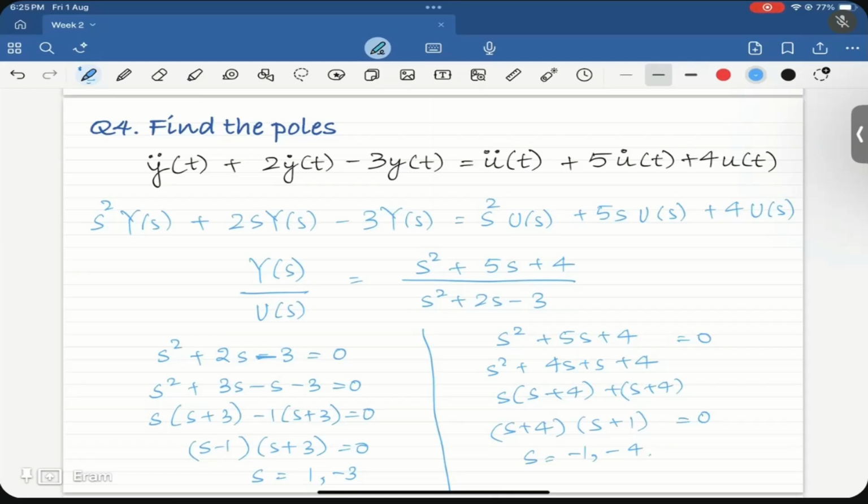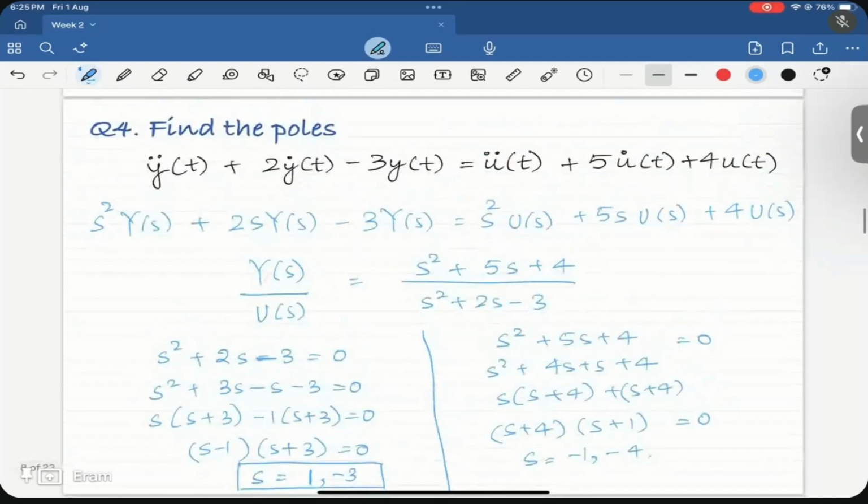And can you comment on the stability, whether it is BIBO stable or not? No, it is not stable, ma'am. Yes, because we have one pole on the right hand side, that is 1. So this system is not BIBO stable, okay. Any doubt, anyone? Okay.